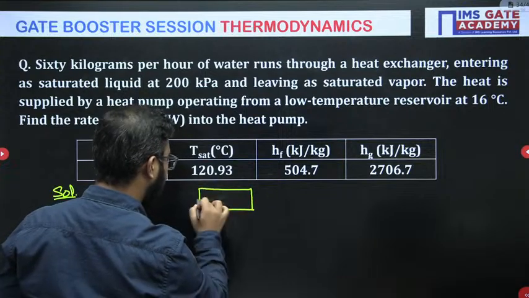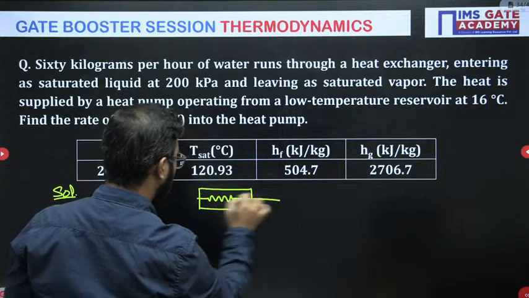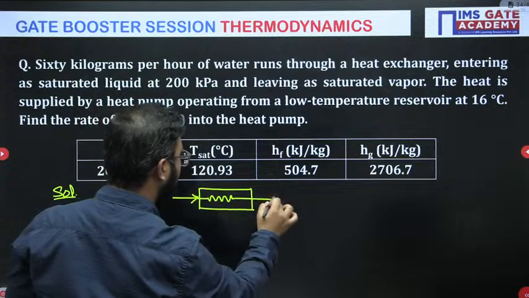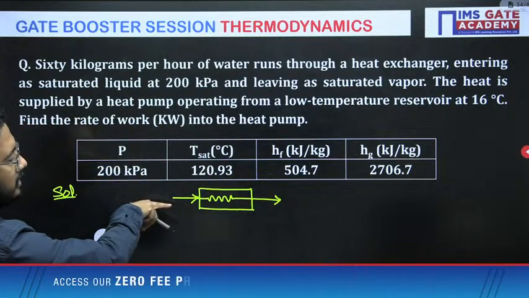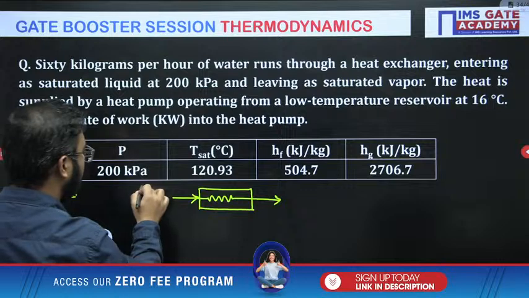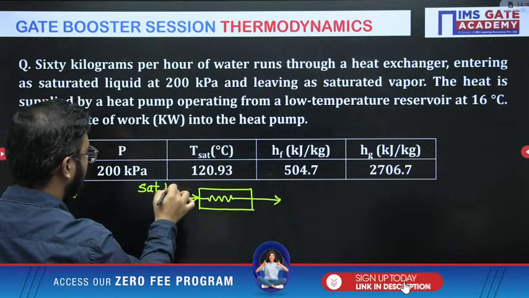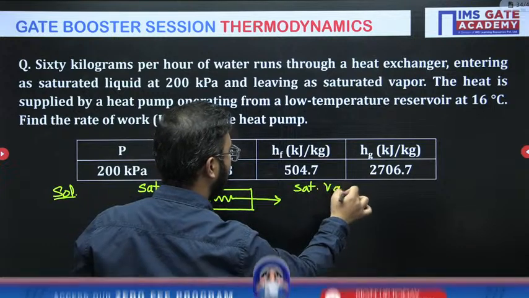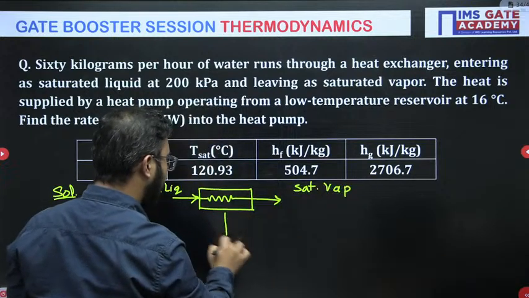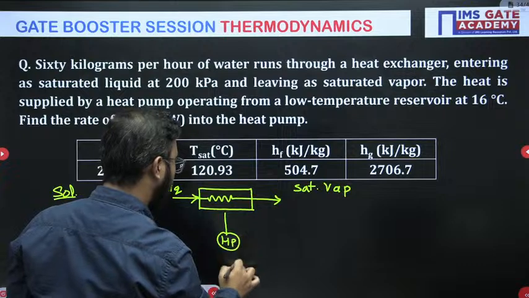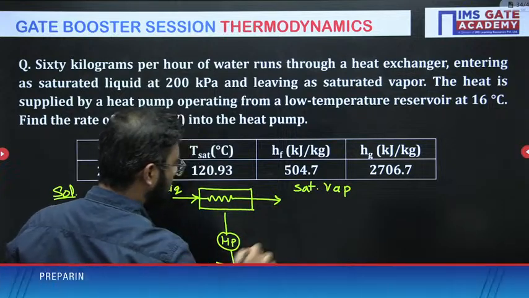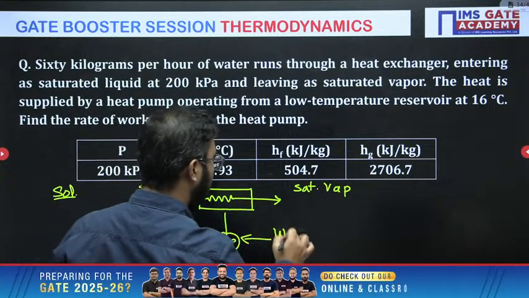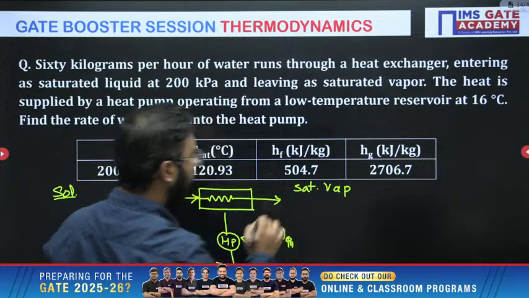There is a heat exchanger in which the entry is happening as, what is going to enter here? Saturated liquid. And it is leaving as a saturated vapor. For this heat exchanger, heat is supplied by a heat pump. Okay, obviously for a heat pump we have to supply work input. So that work input they are asking.